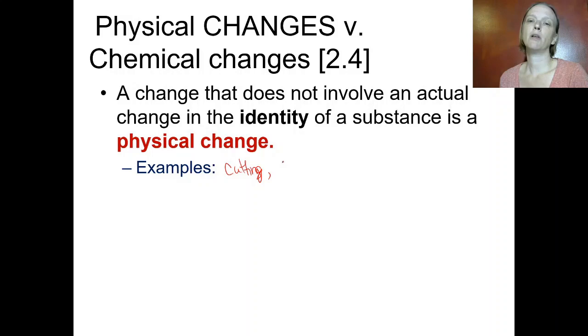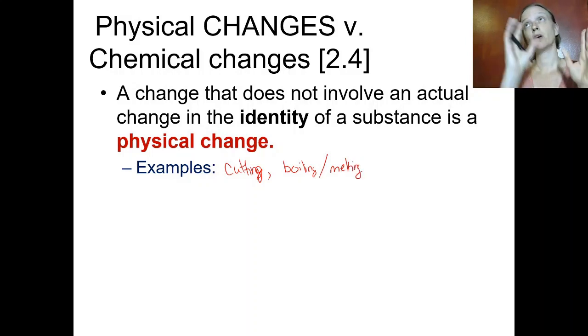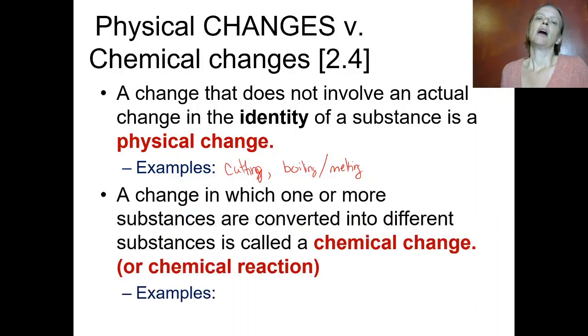Another example would be boiling. As I said on the previous slide, when you boil water, you're going from a liquid to a gas, but you still have water molecules. You haven't changed the identity of those particles. However, if you change one or more substances to convert them into different substances, then that is a chemical change or a chemical reaction. Some examples of this, the most obvious example is burning.